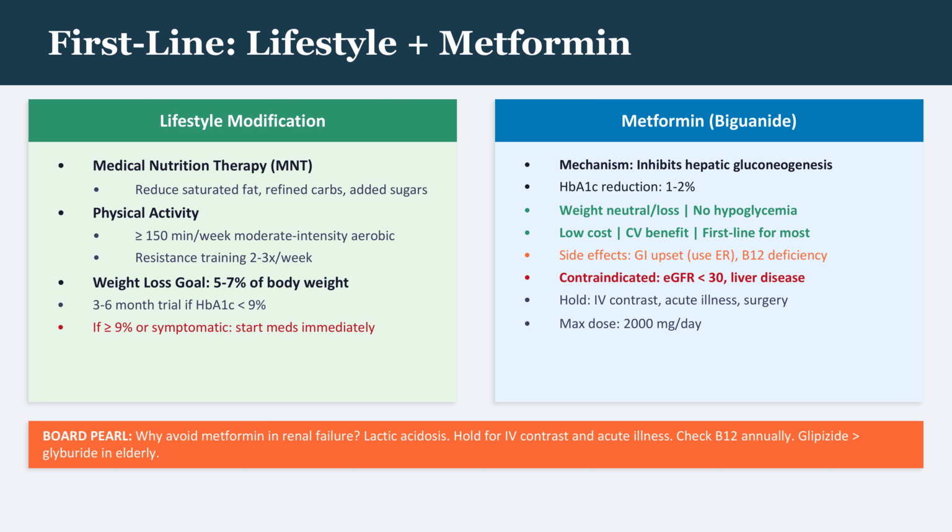The question they love to ask: why can't you give metformin in renal failure? Lactic acidosis. The kidneys clear metformin, and if they fail, metformin accumulates and can shift metabolism toward lactate production, though in practice, true lactic acidosis is rare and mostly occurs in patients who have other risk factors stacked up. The practical rule: hold if eGFR is below 30, hold before IV contrast, hold during acute illness or surgery.